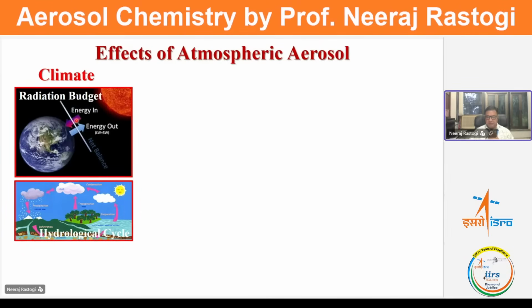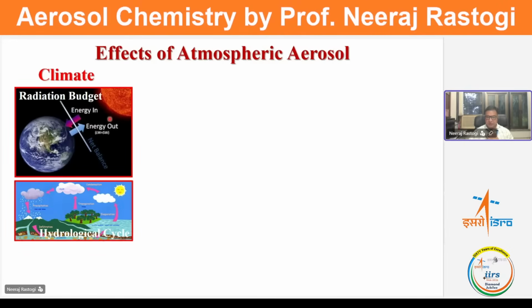So they affect radiation budget. What does that mean? The energy from the sun is coming in as short wave radiation. From the earth, it is going out in both long wave and short wave. If they are balanced, everything is fine. But if you increase the incoming or decrease the outgoing, then it will warm. In the same way, if you reduce the incoming and increase the outgoing, then it will cool the earth.